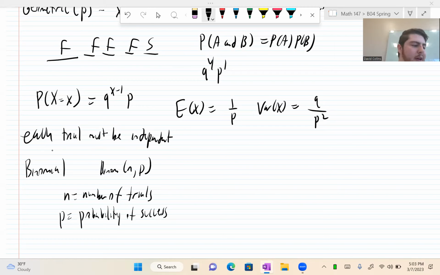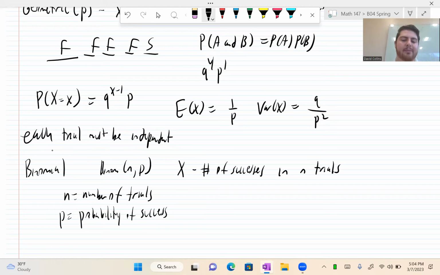Okay. X, our random variable, is the number of successes in N trials. It is completely different. Geometric is how many trials it takes for you to succeed. Binomial is how many times you succeed in a fixed number of trials. They are very different things. They are both made up of independent Bernoulli trials, though. But we are looking for different things, so the equations are different.